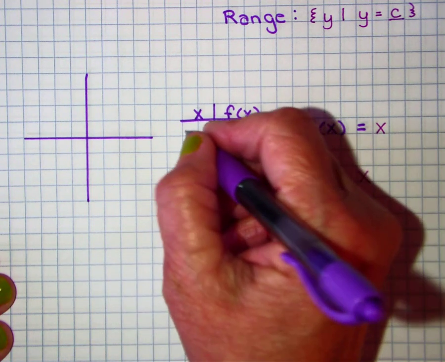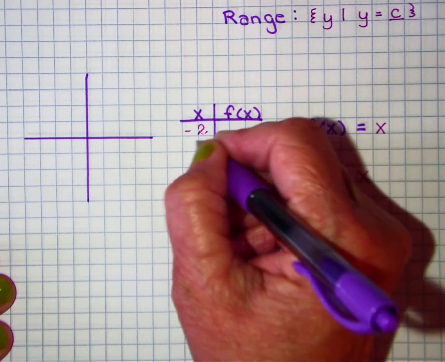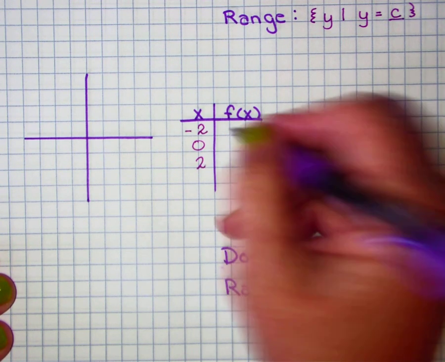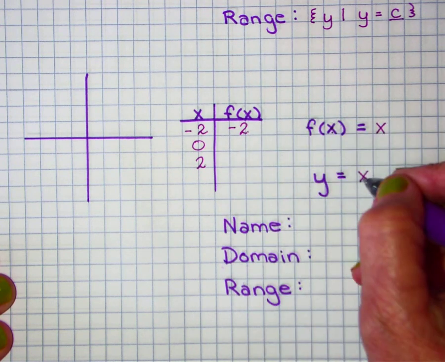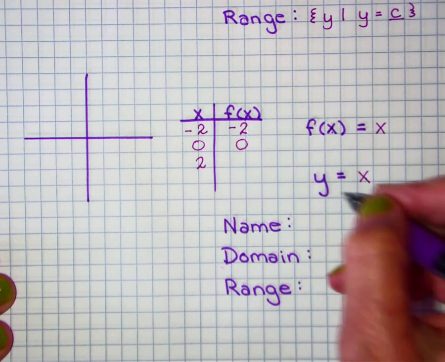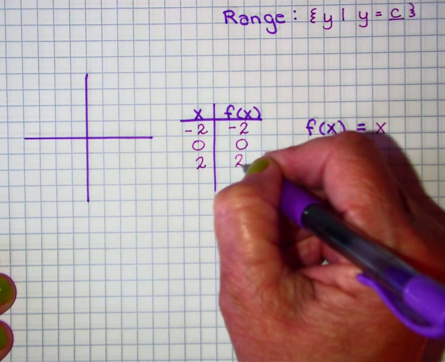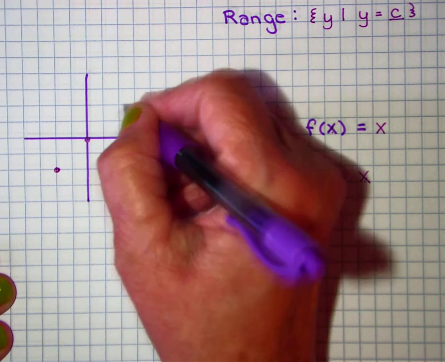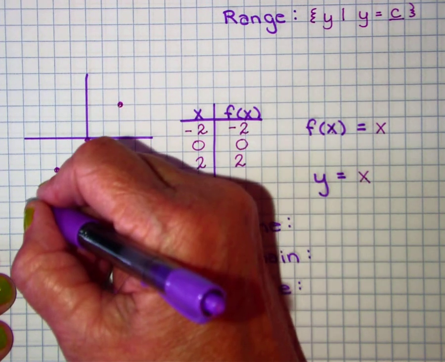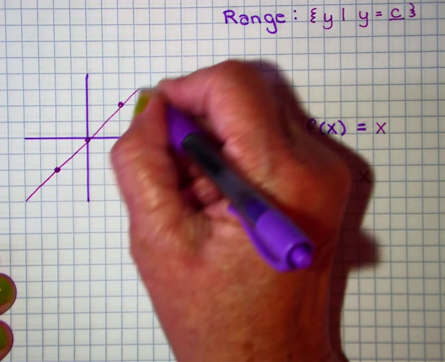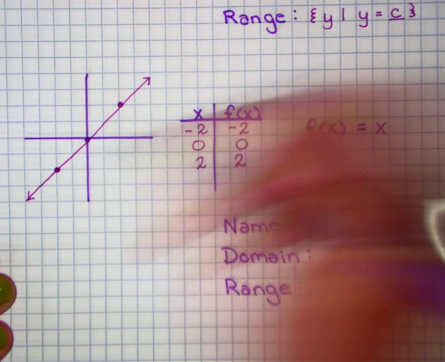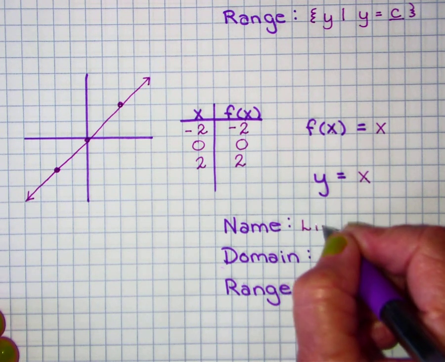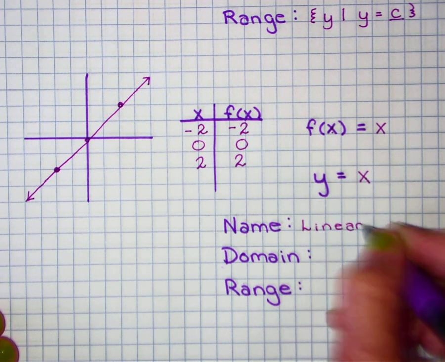And so if we put some values in our table, I'll use -2 again, 0 and 2. If I say x is -2, well, y will be -2. If x is 0, y will be 0. If x is 2, y will be 2. When we plot these points, (-2, -2), (0, 0), (2, 2), we'll get just a constant line, or a consistent line, continual line. And this is just called a linear function. And it's linear because it is a line.